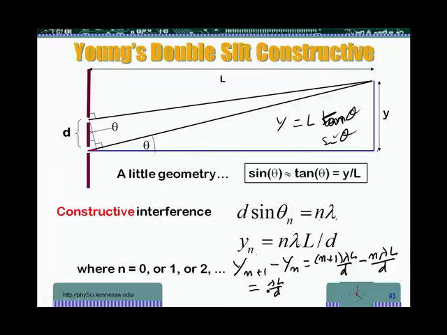And it also tells me it's going to depend on the wavelength, it's going to depend on L, how far the screen is, and it's going to depend on the slit separation. The further L is, the further I put my screen, the more spread out the fringes are going to be. The bigger the wavelength of the light, the more spread out the fringes are going to be. And the smaller the separation of the slits, the further away the fringes are going to be.